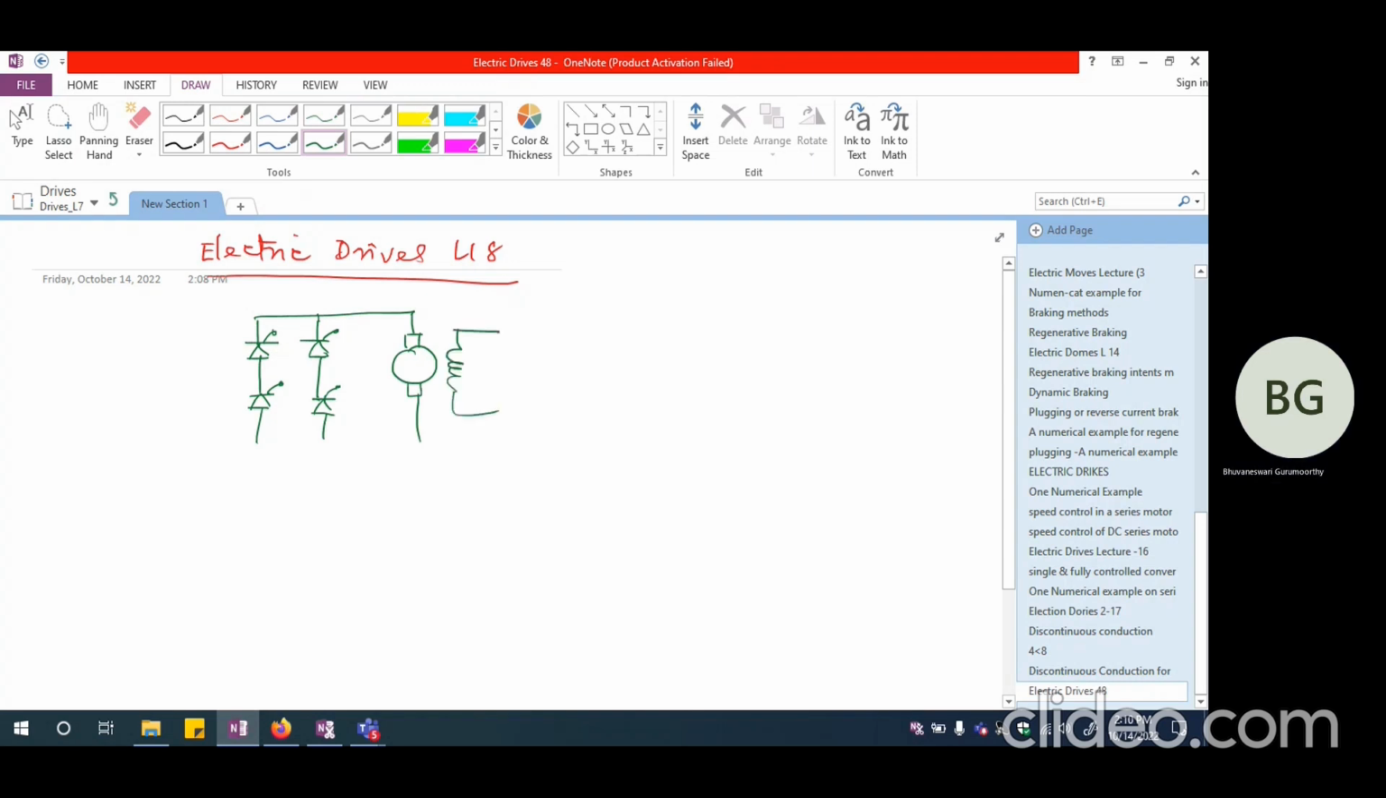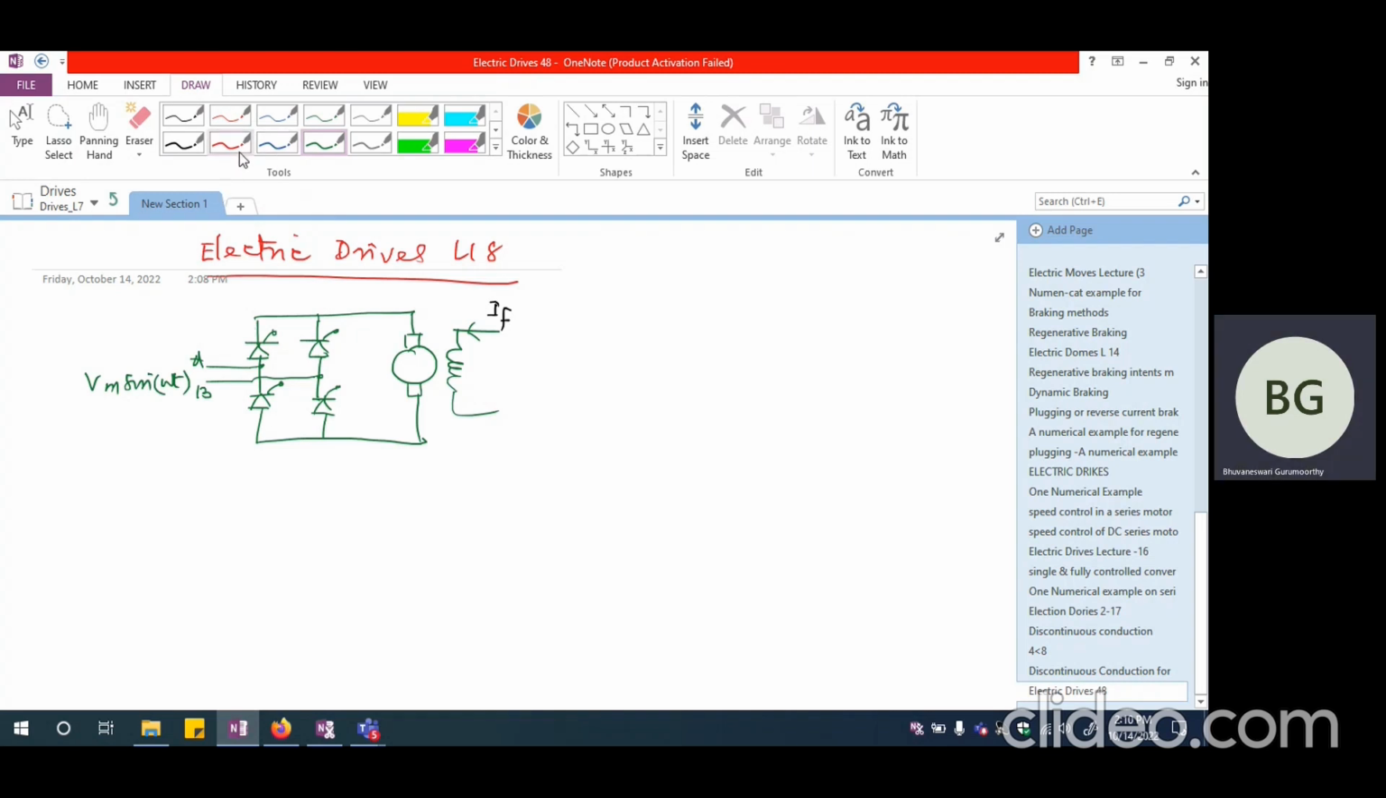And here is the field which is carrying a constant current of IF. And the single phase supply is here. So this is the single phase supply, and we are looking at A and B as the terminals of the single phase supply, which has Vm sine omega t as its voltage expression. And these are the devices T1, T4, T3, and T2.